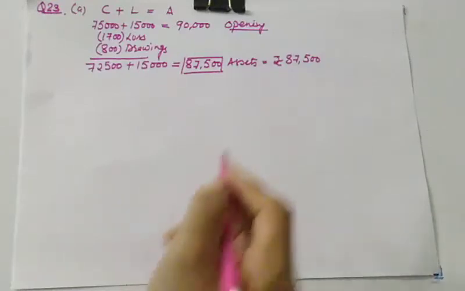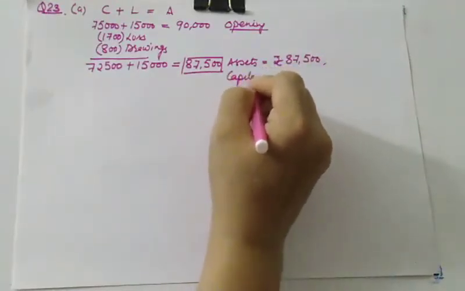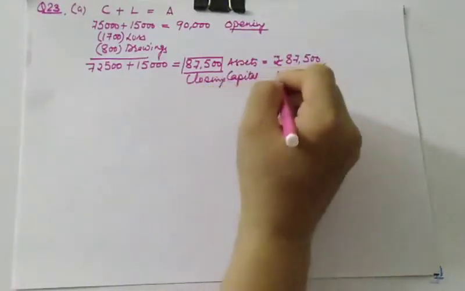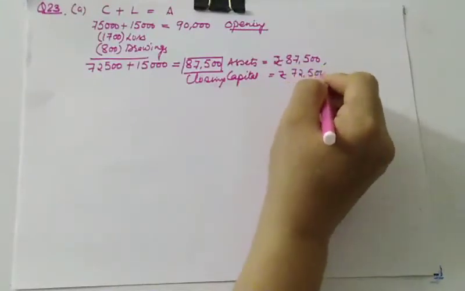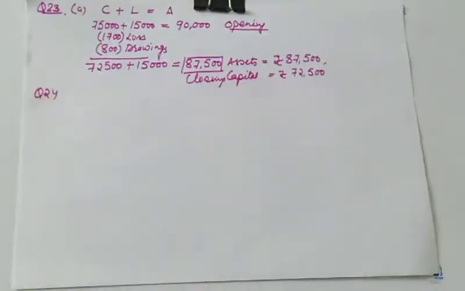Now the closing capital is also there. Closing capital is rupees 72,500. Let us do question number 24 now.